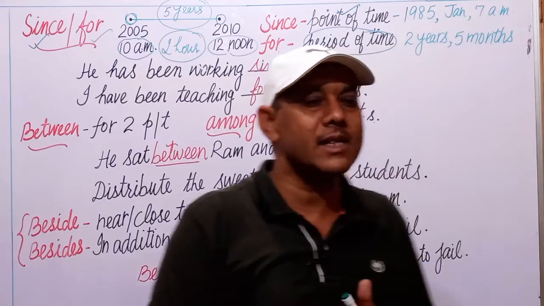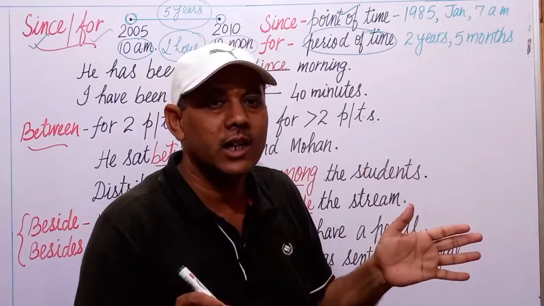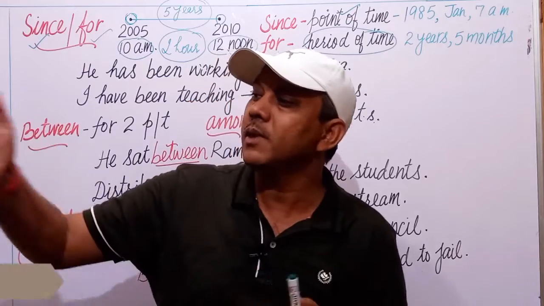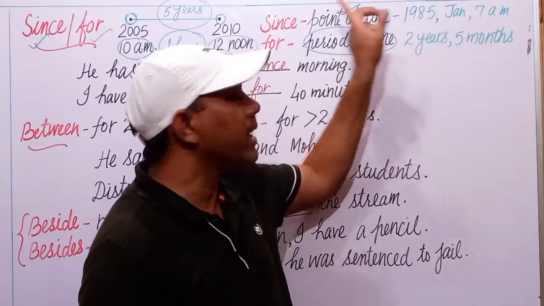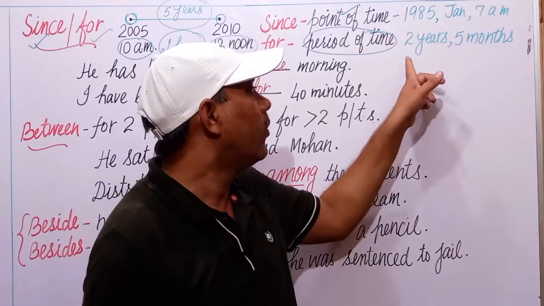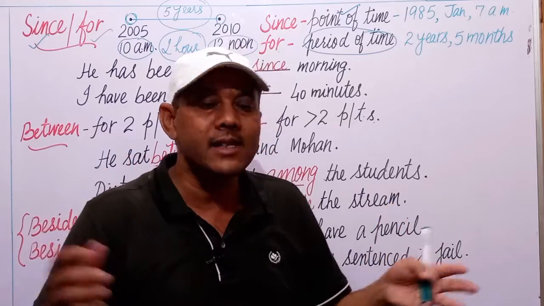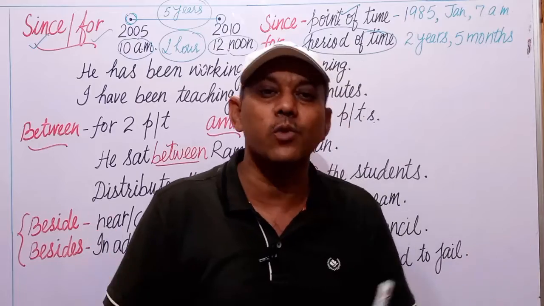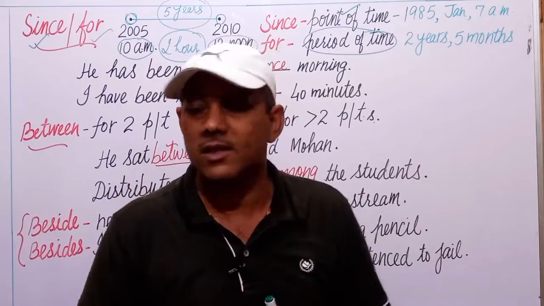इसके कुछ एग्जाम्पल्स आप ले सकते हैं. Since 1985, since January, since 7 AM, since morning. It has been raining outside since morning. पॉइंट ऑफ टाइम के केस में हम since यूज करेंगे. पीरियड ऑफ टाइम के केस में हम for यूज करेंगे. For 2 years, for 10 months, for 8 days, for 5 months, for 10 minutes. In this way we use for a period of time in case of prepositions.